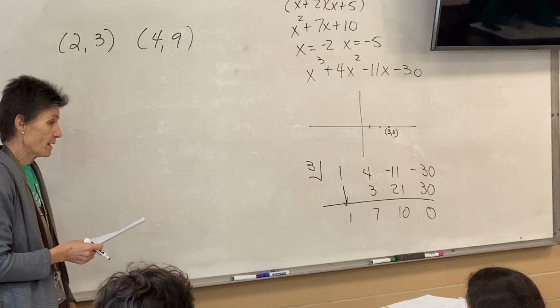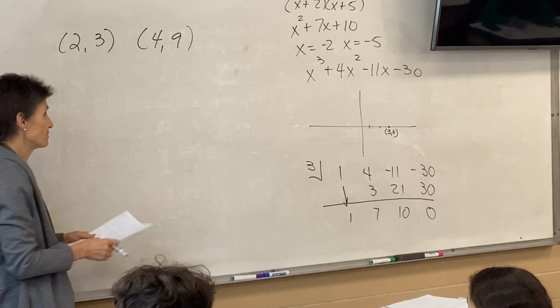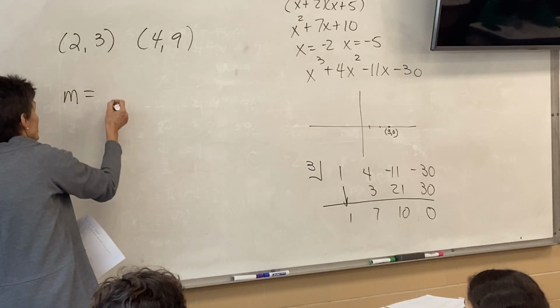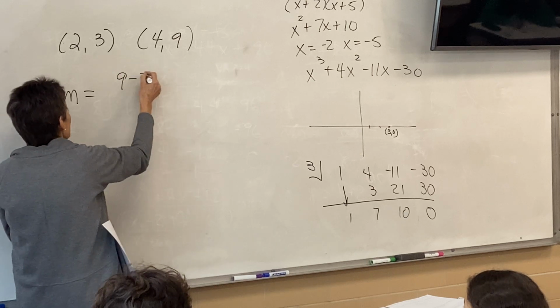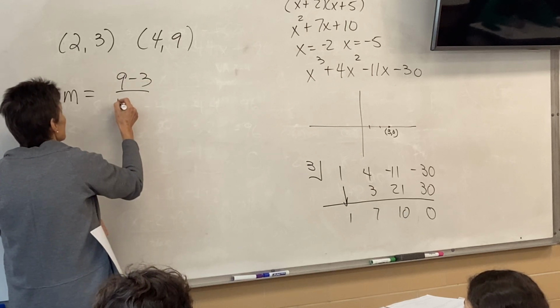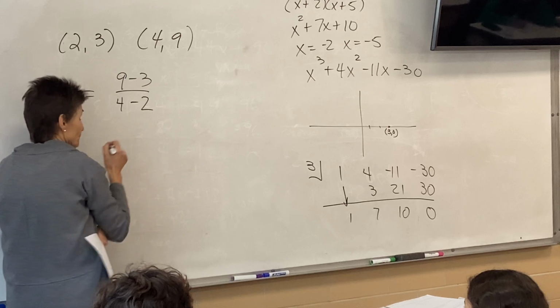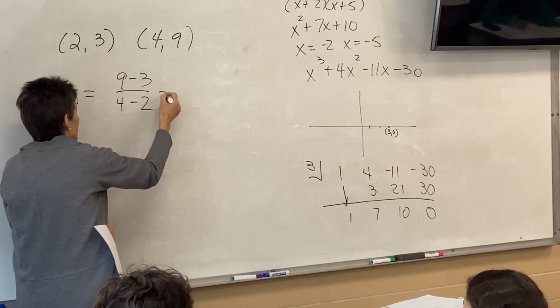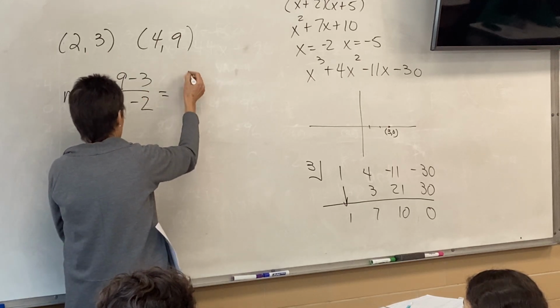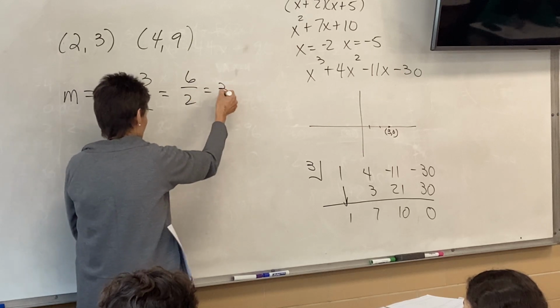Okay, what do I need to write the equation of a line? I need the slope. So what's the slope? 9 minus 3 over 4 minus 2. So 9 minus 3 is 6, over 2, is 3. Slope is 3.